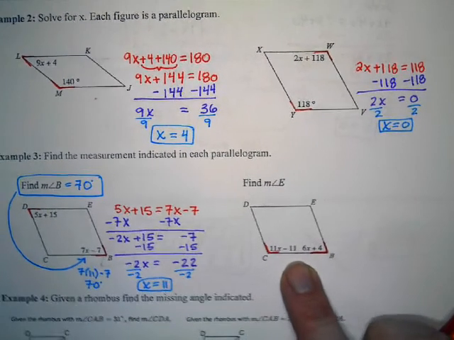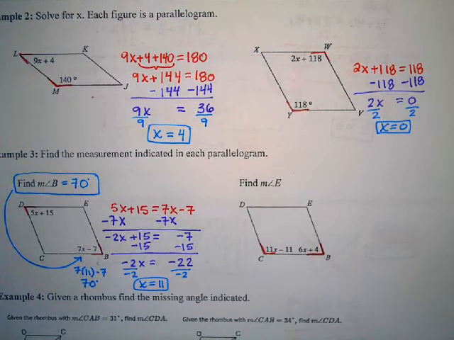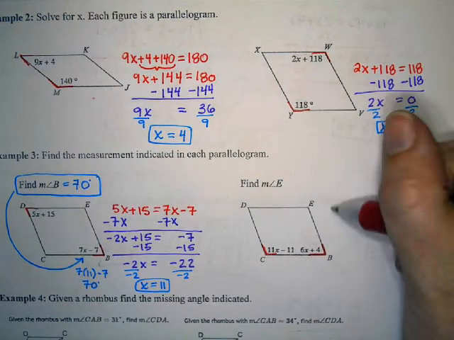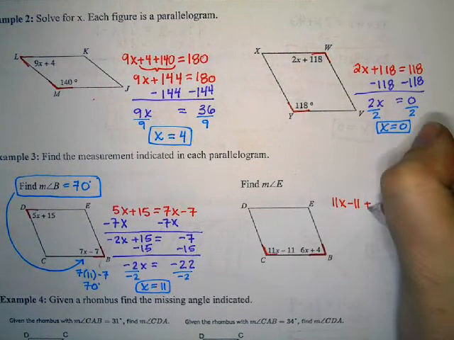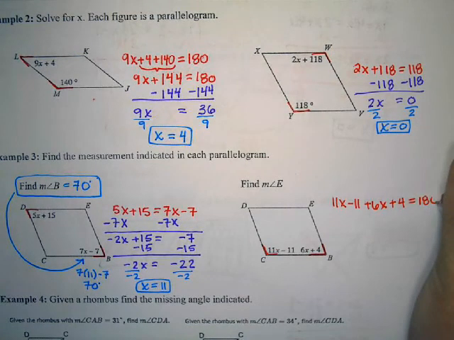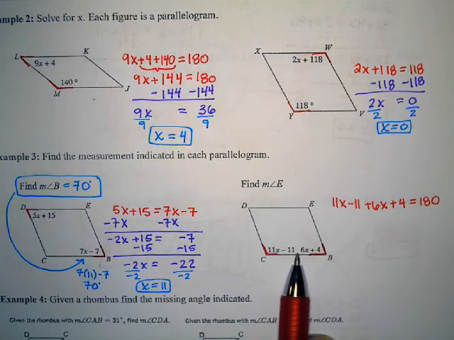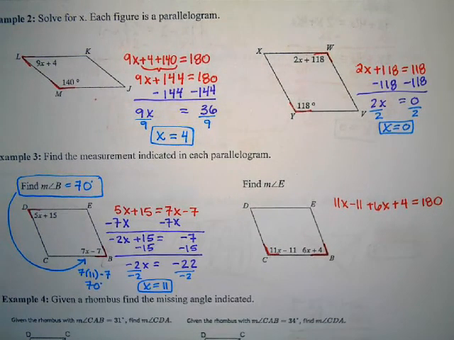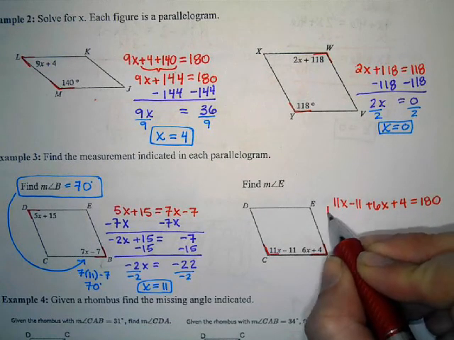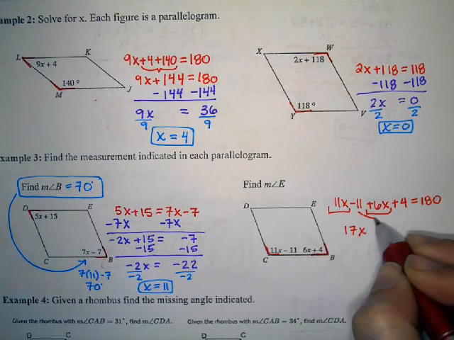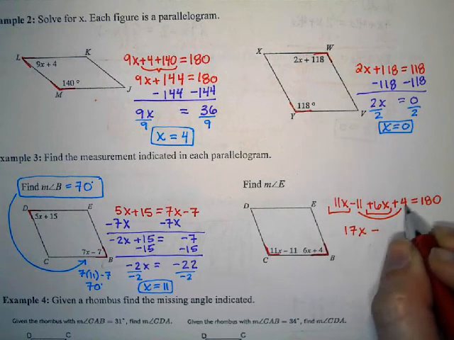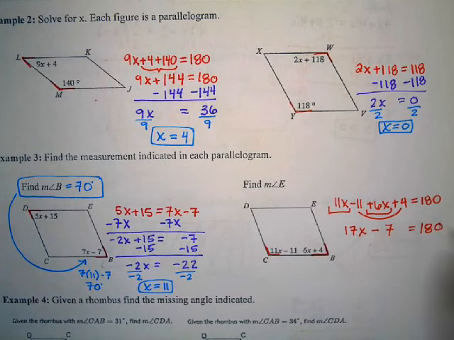Who thinks they can set up the parallelogram on the right of the equation? X minus 11. What's next? Plus 6x plus 4 equals 1. Why did you put a plus sign between the words? They're not equal. Good. And it's a positive 6, so we put a plus sign. Good. I'm going to combine them together. What is 11 plus 6? That makes 17 x's. What's negative 11 plus 4? Minus 7.